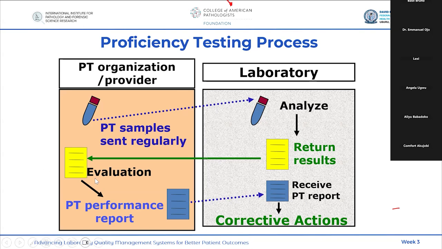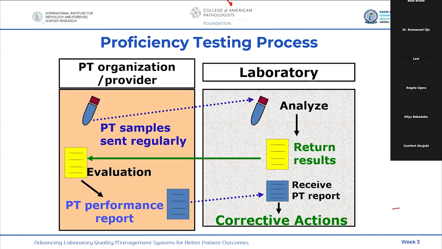So they evaluate and generate a PT performance report. They send this back to the laboratory. The lab receives that report and checks. If everything is fine, 100%, they review that, sign off, nothing to be worried about. And if there is a failure, they need to investigate that and implement corrective action.